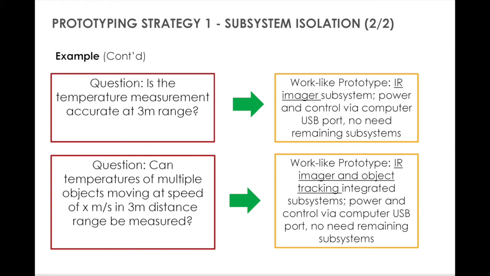Let's look at the second question. Can the temperatures of multiple objects moving at a certain speed within a 3 meter range be measured? From this question and through the analysis itself, you can probably see that this question involves 3 functions and is delivered by 2 subsystems. The proposed concept will be an integrated 2 subsystems, the IR imager and the object tracking subsystem. Again, we will leave out the remaining subsystems as they are not necessary in this case.